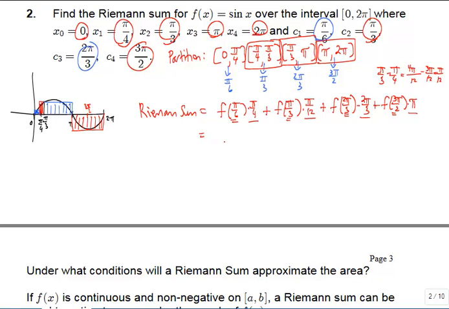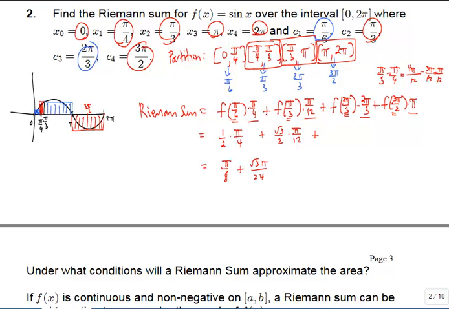So to actually compute this, now we're going to use our function. We need to figure out what is f of pi over 6. Well, sine of pi over 6 is a half, so this is going to be a half times pi over 4. So that's going to give me pi over 8. Then what's f of pi over 3? Sine of pi over 3 is root 3 over 2, and we need to multiply that by pi over 12. So this is going to be root 3 pi over 24.